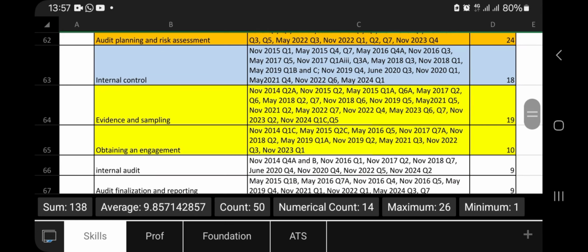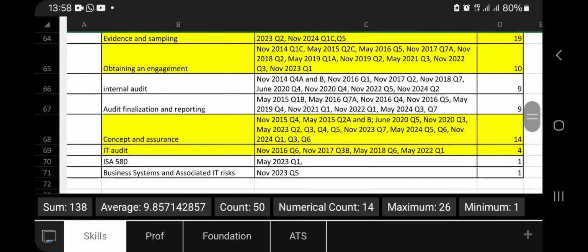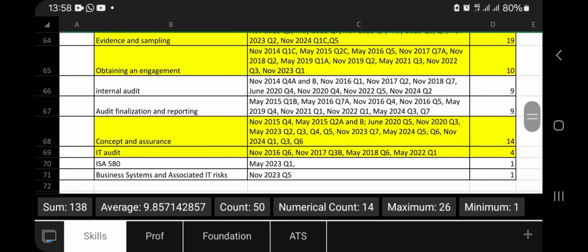Next is your evidence and sampling. It was last examined last diet, but it's probable in the May 2025 examination. Then we move to obtaining an engagement, examined last in November 2023. It's highly probable in May 2025. Then your concept and assurance. It was actually examined the entire year for 2024. So what I will say is before you check on concept and assurance, please move to IT audit.